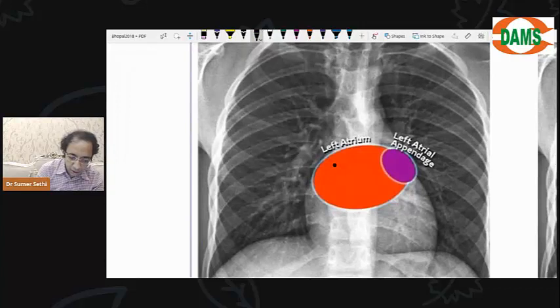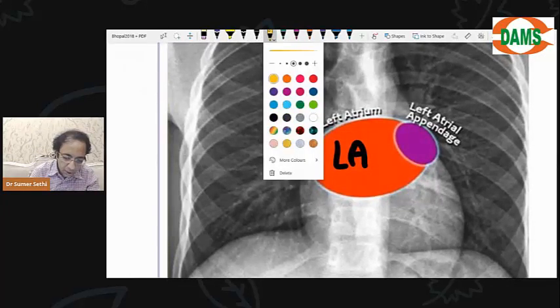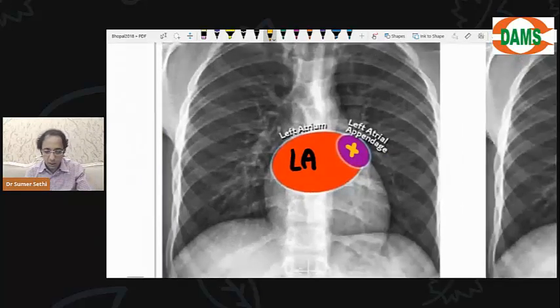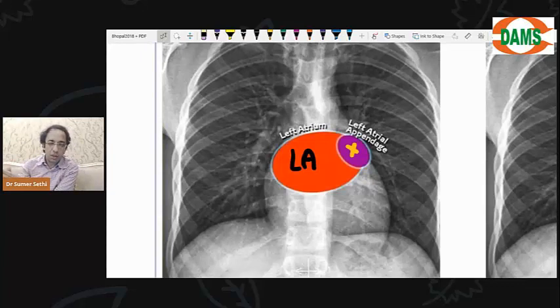Okay, this is your left atrium. And I want you all to appreciate this structure. This is your auricle that I was talking about, the left auricle, the left atrial appendage. So do you now understand that on the chest X-ray, the left atrial appendage or the auricle forms a part of the left heart border?